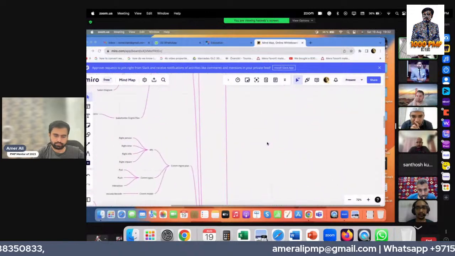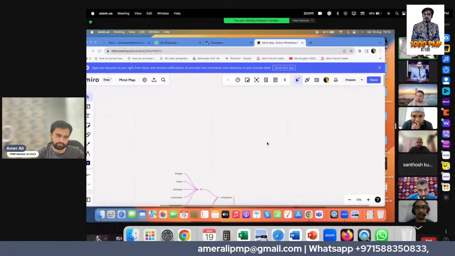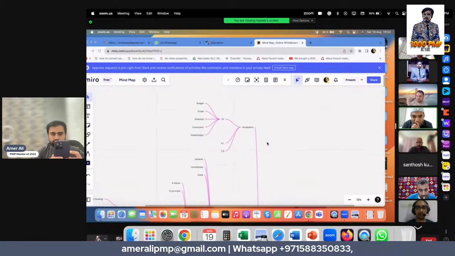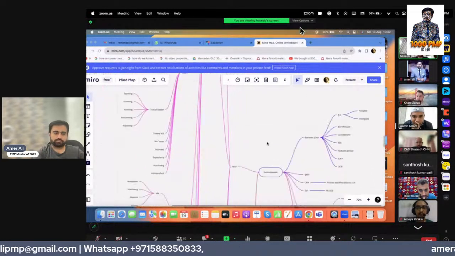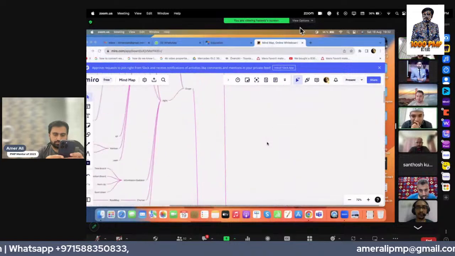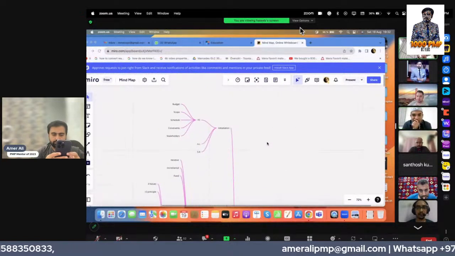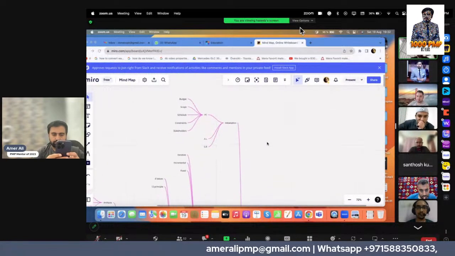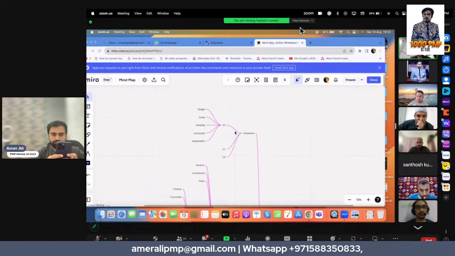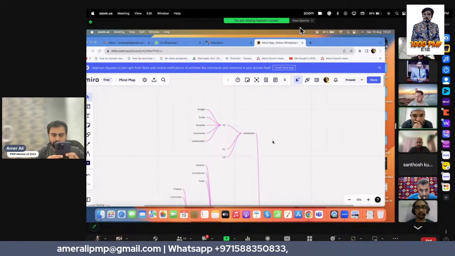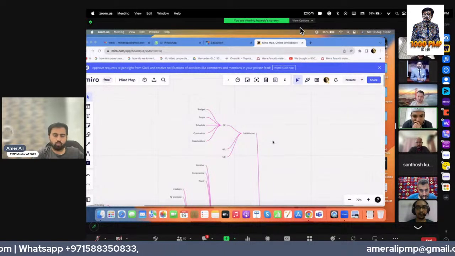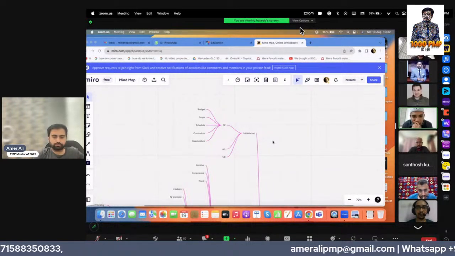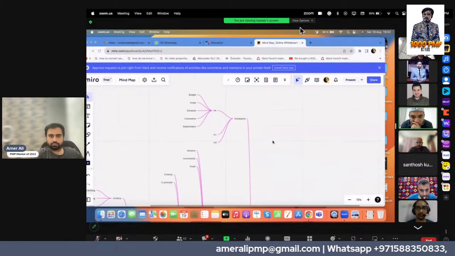So next, go down. In initiation, we have the project charter. In the project charter, we have budget, scope, schedule, constraints, and stakeholders, and then assumptions and risks.